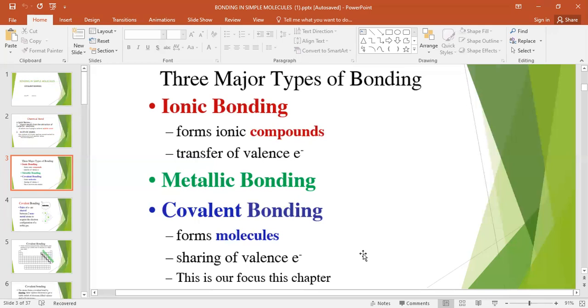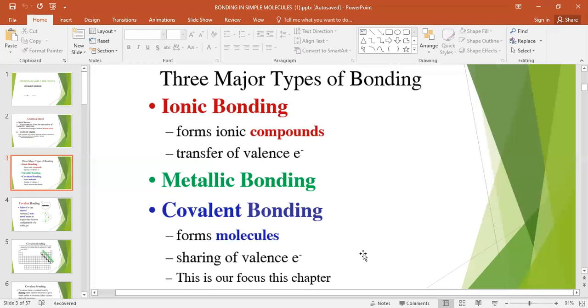When they share the electrons, they form a chemical bond, and this type of bonding is known as covalent bonding. It depends upon whether they share one electron, two electrons, or three electrons. Single covalent bonding if they share one, double covalent bonding if they share two, triple covalent bonding if they share three. So how many types of covalent bonding in a general way? Three: single, double, and triple.